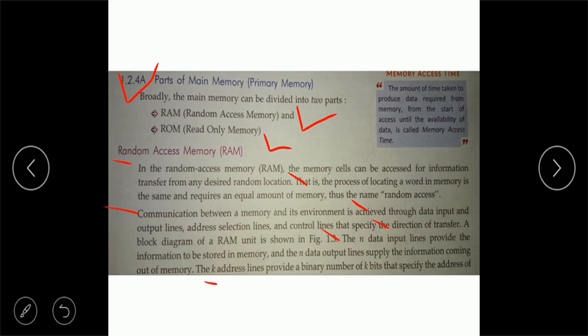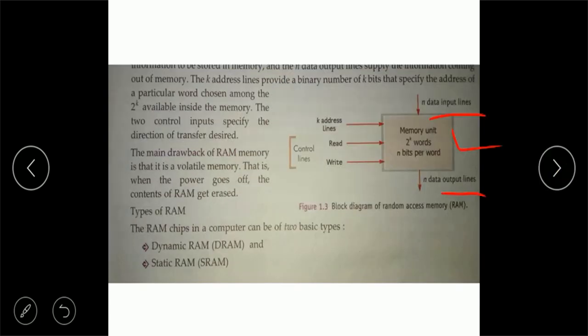The k address lines provide a binary number of k bits that specify the address of a particular word chosen among the 2 power k words available inside the memory. That means the k address lines specify the address for each data item, in the form of 2 power k.